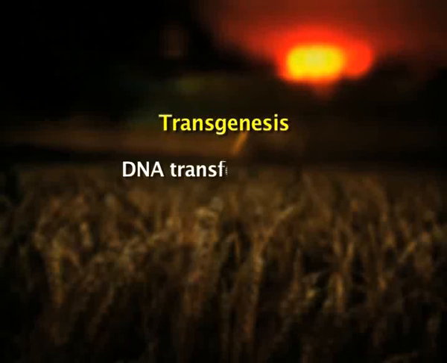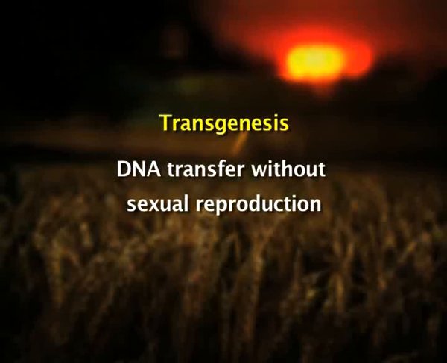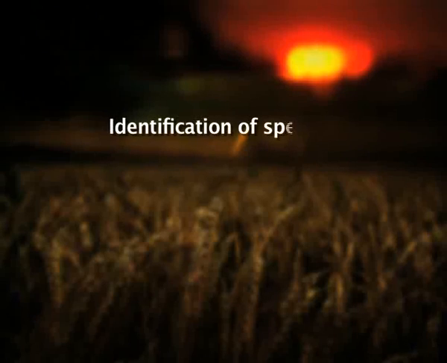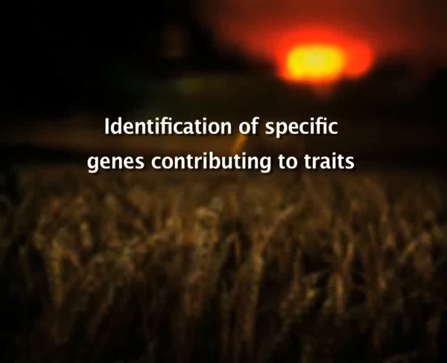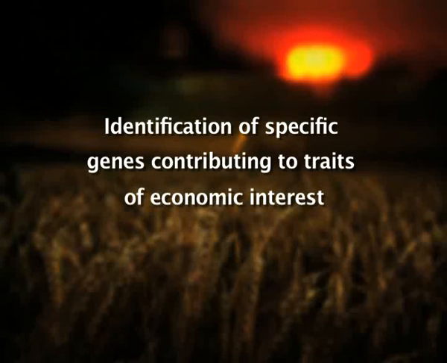Recombinant DNA technology, also known as genetic engineering, refers to the modification of an organism's genetic makeup using transgenesis, in which DNA from one organism or cell is transferred to another without sexual reproduction. The ability to manipulate individual genes and to transfer genes between species that would not readily interbreed is what distinguishes genetic engineering from traditional plant breeding. Recombinant DNA technologies, besides generating information on gene sequences and function, allow the identification of specific chromosomal regions carrying genes contributing to traits of economic interest.